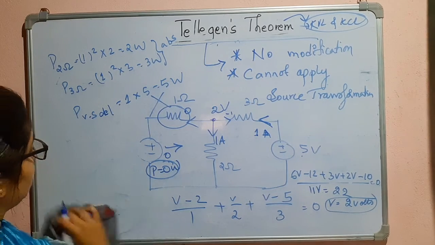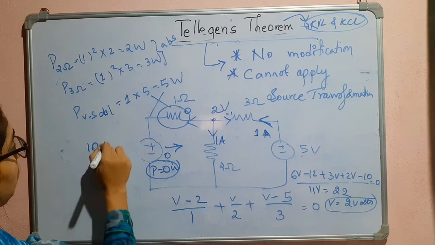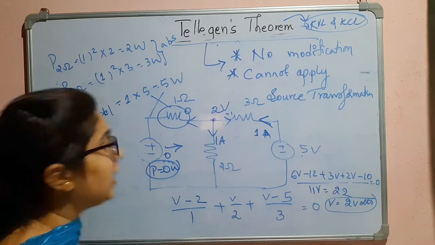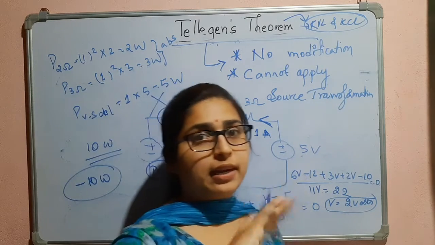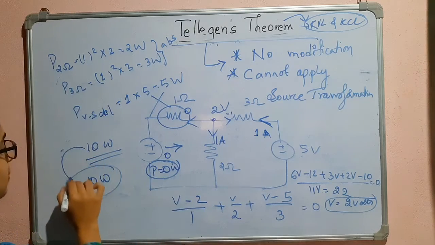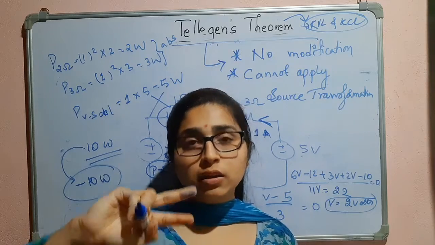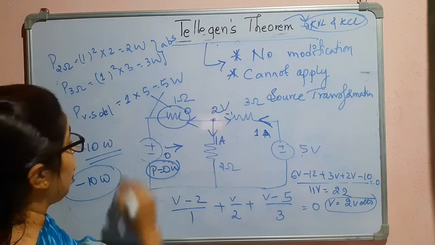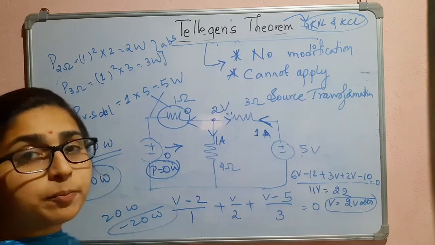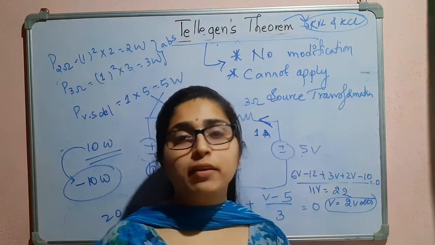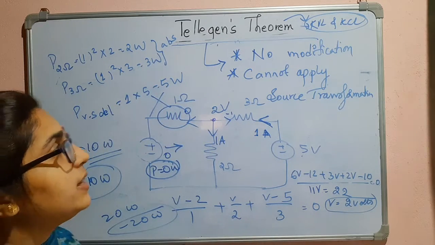And one more thing, you know that if the element is delivering 10 watt power, that means it is absorbing minus 10 watt. If you reverse the sign, you will get the opposite one. If it is absorbing positive 20 watts, that means it is delivering minus 20 watts. It's something like this. This all I have covered in my video. You can go and check it also. So this is all about Tellegen's theorem.